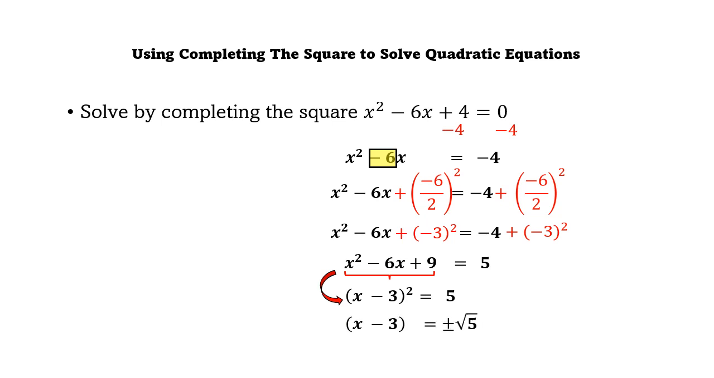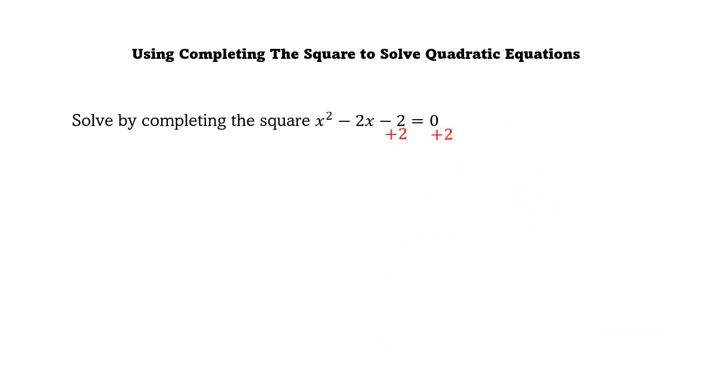Now we're going to use the square root property. Therefore that's the answer. Another example, always keep the variables on one side and the number on the other side.